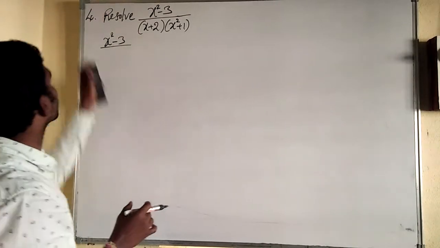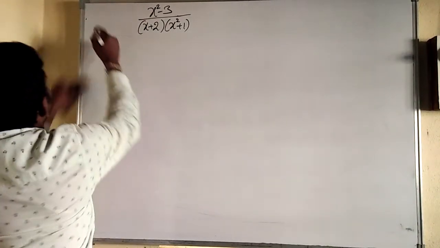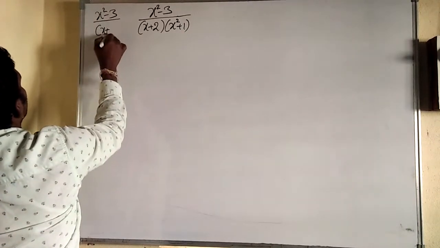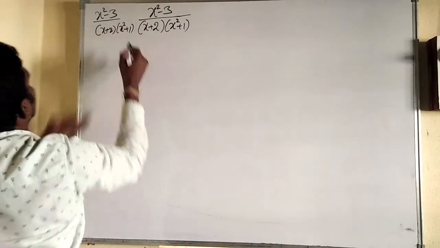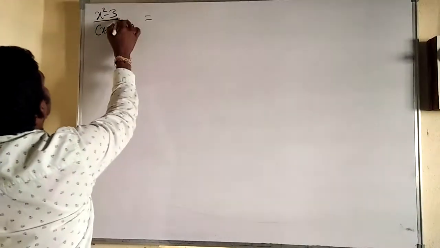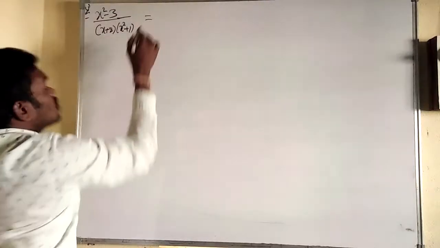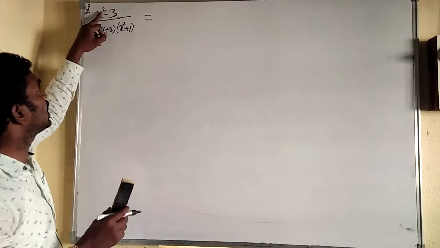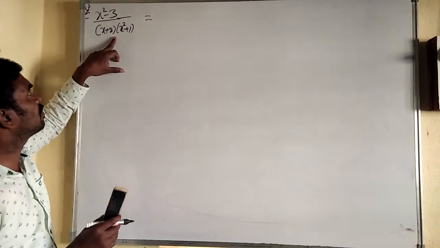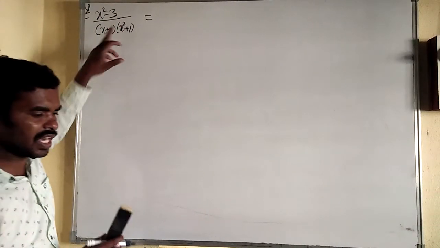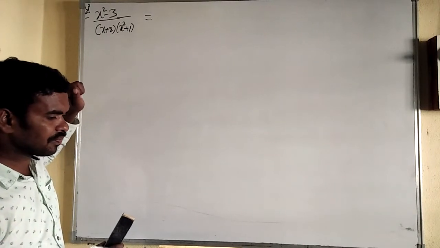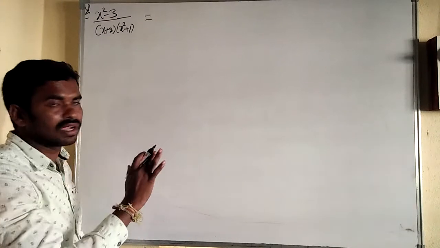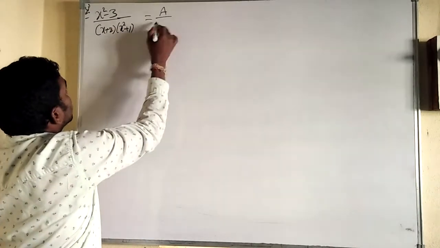Question okay? So, I am giving the solution: (x² − 3) / ((x + 2)(x² + 1)). So how can we split? First we should always check the degree of the numerator, which is 2, and the degree of the denominator, which is 1 plus 2, that is 3. So the numerator's power is less than the degree of the denominator. Then split it as A/(x + 2).